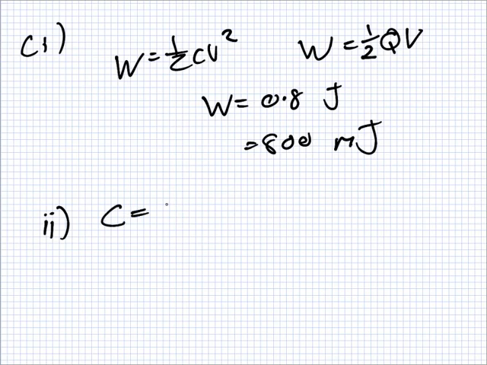C equals Q over V. What's the Q here? 20 milli. Oh, wait. I apologize. Here's me saying that you're off. No, actually, I'm right. Q over V. So what's the Q? 20 milli. And the V? 80. So 250 microfarads. Okay. Part 3 now.